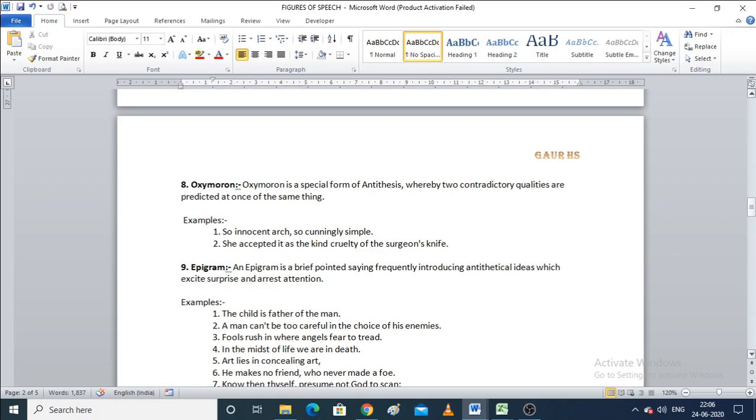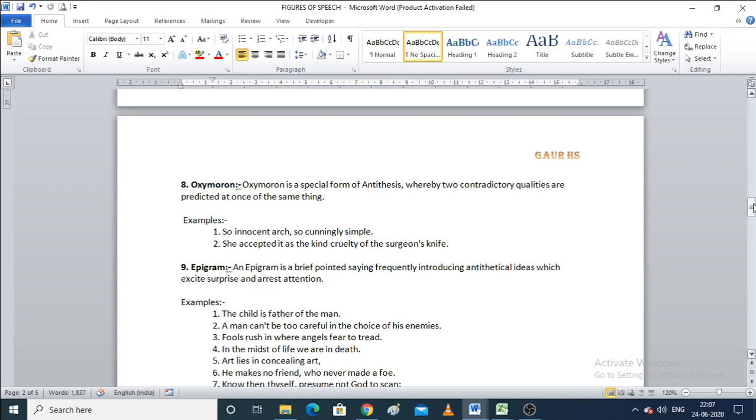Now, surgeon's knife, that means a doctor's knife who is treating that lady. Now she accepted it, that surgeon's knife is there to save her from a disease, right? To operate her, which is good for her. So this is a contradictory statement, right? Although it is a knife, that knife will make her healthy, right? So this is all about oxymoron.